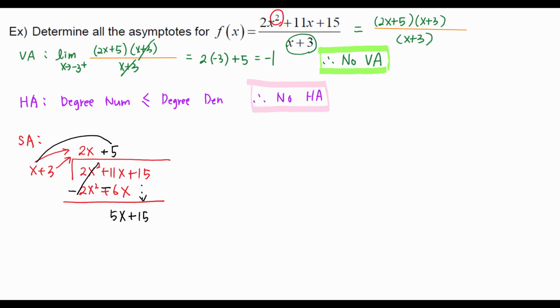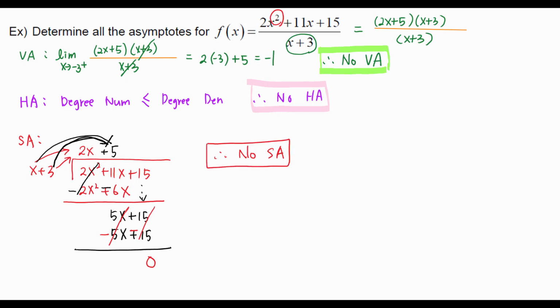X times 5 is 5x. 3 times 5 is positive 15. Subtract. Again, when you switch the bottom polynomial's signs to opposites, 5x minus 5x is 0. 15 minus 15 is 0. So I don't get any remainder. Therefore, there is no slant asymptote either.